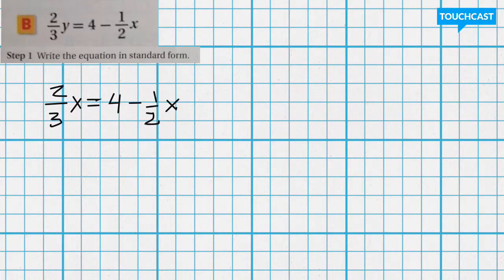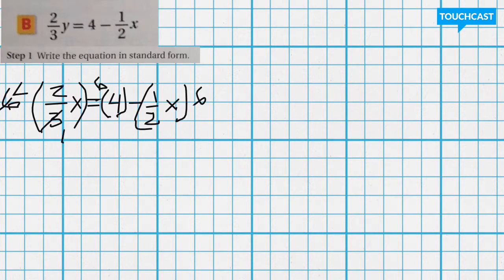Now let's think. We need to multiply everything in the equation by a common denominator of 2/3 and 1/2. Well, the common denominator between 2/3 and 1/2 is 6. So we're going to multiply everything by 6. 6 times 2/3, the 6 and the 3 can reduce. 3 turns into 1, 6 turns into 2.